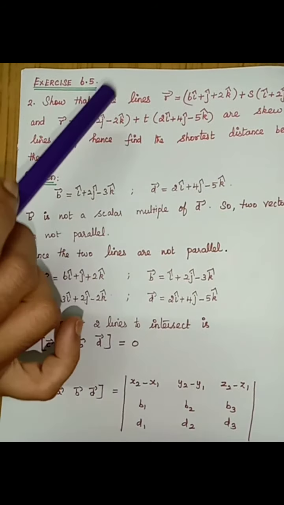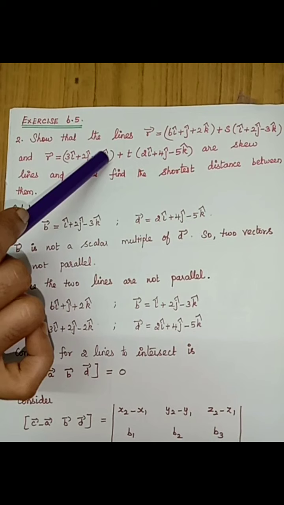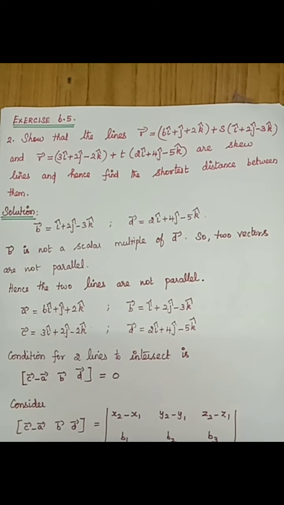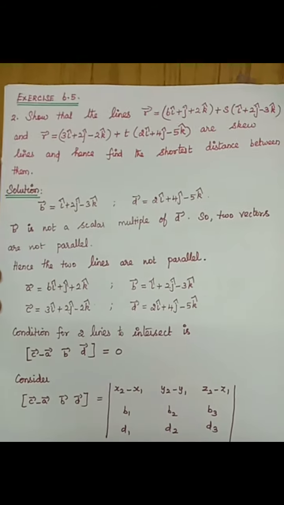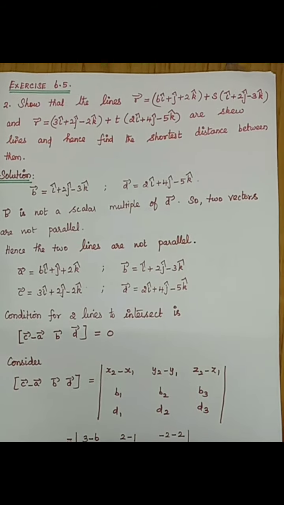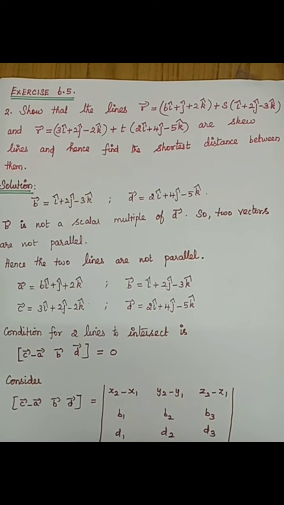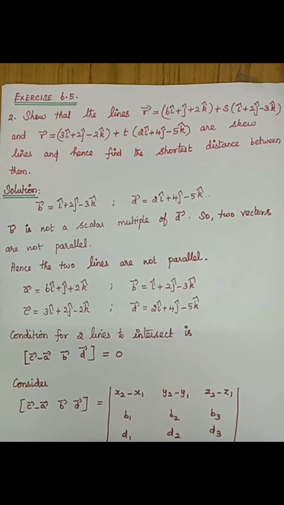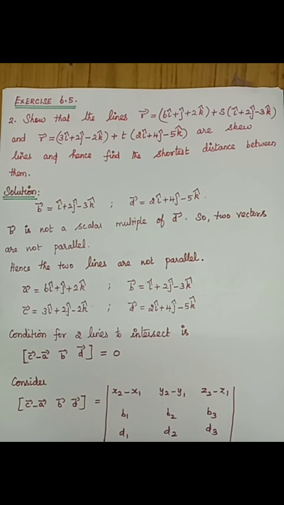Okay, so for the given two lines we have to show they are skew lines. Skew lines are neither parallel nor intersecting. So first we are going to check whether the given two lines are parallel. They are not parallel lines.